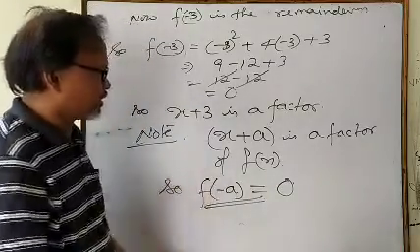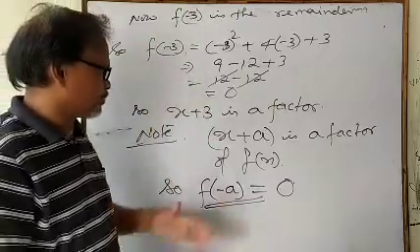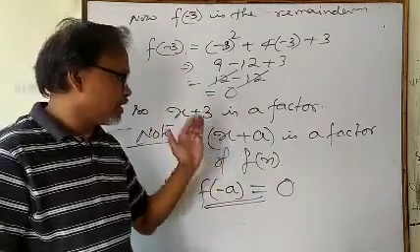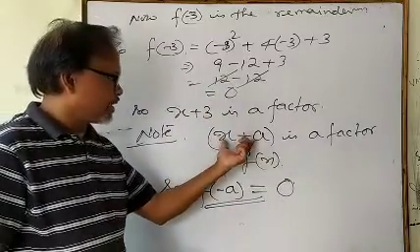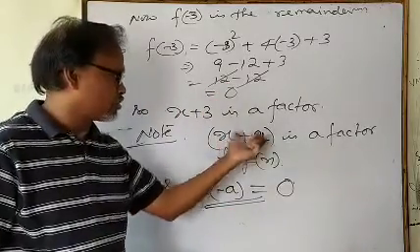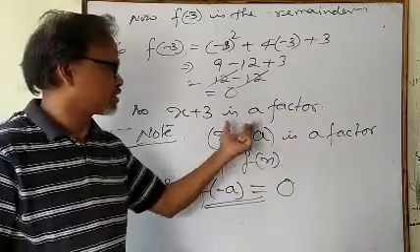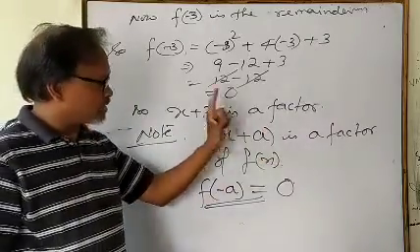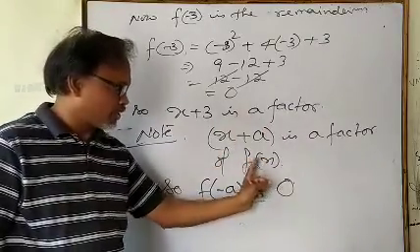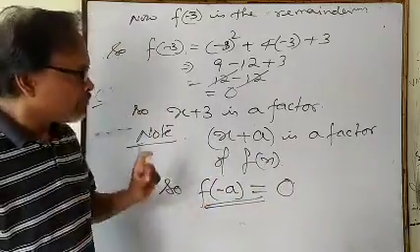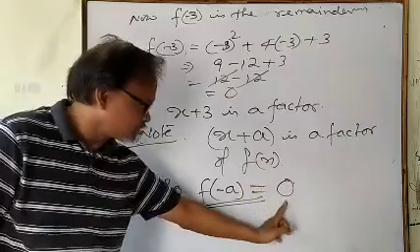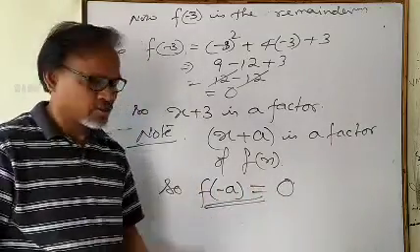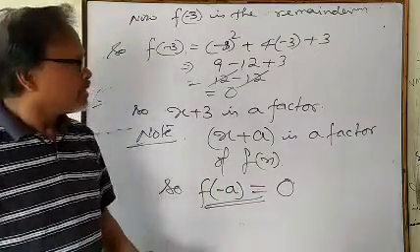From where did minus a come? As I told you in the previous example, when any polynomial divides the other polynomial, you take that polynomial equal to 0, x plus a is equal to 0, so x is equal to minus a. That minus a you put in f(x), so f of minus a is the remainder. But here it is a factor, therefore the remainder is 0. So f of minus a is equal to 0.